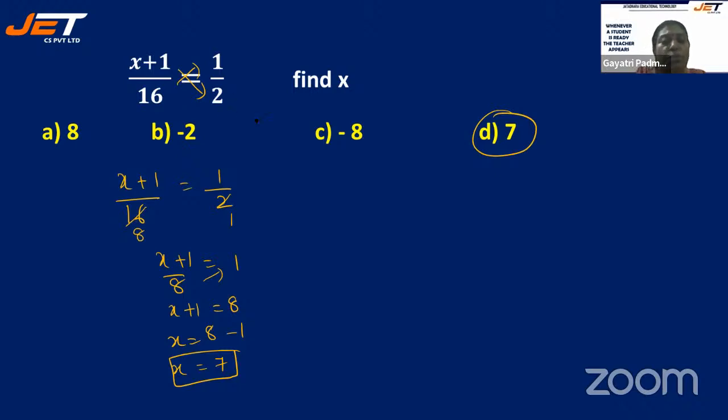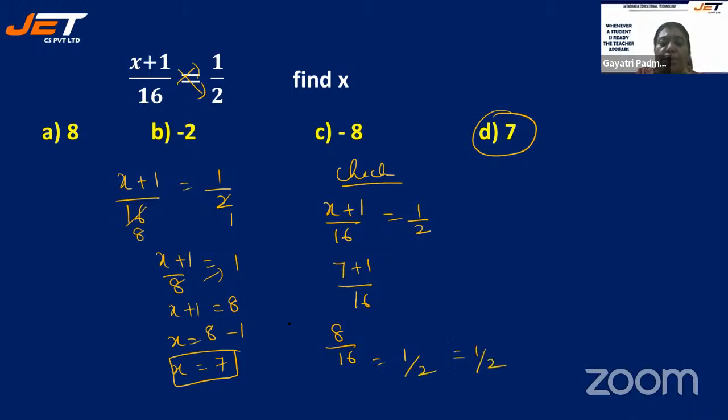But by then, let us also do the checking whether our answer is right. So how do you do the checking? The same method. x plus 1 by 16, the answer must be equal to half. So it is 7 plus 1 by 16. That is 8 by 16. So what is 8 by 16? 8 1s are, 8 2s are 16. So half is equal to half. Therefore, the value of x is 7, which is the correct answer. All right. Yes. So if you had opted for option D, then your answer is perfect.